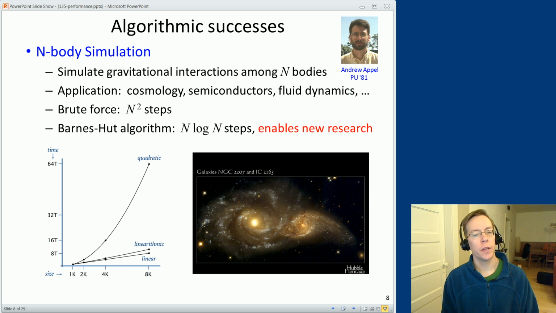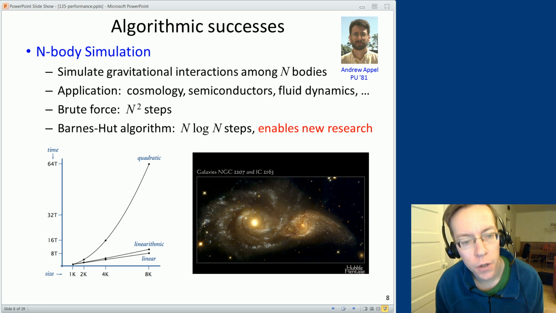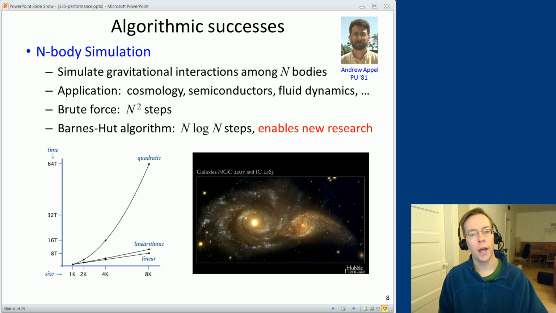From physics, one thing they sometimes want to do is simulate gravitational interactions between different bodies. This is called an n-body simulation. You might simulate the motion of all the planets in the solar system. You might do an n-body simulation if you've got a bunch of particles and you're doing a fluid flow simulation. The brute force way of doing this again is n squared steps. If you've got n particles in your fluid flow simulation, you do n squared steps, comparing each one against every other one.